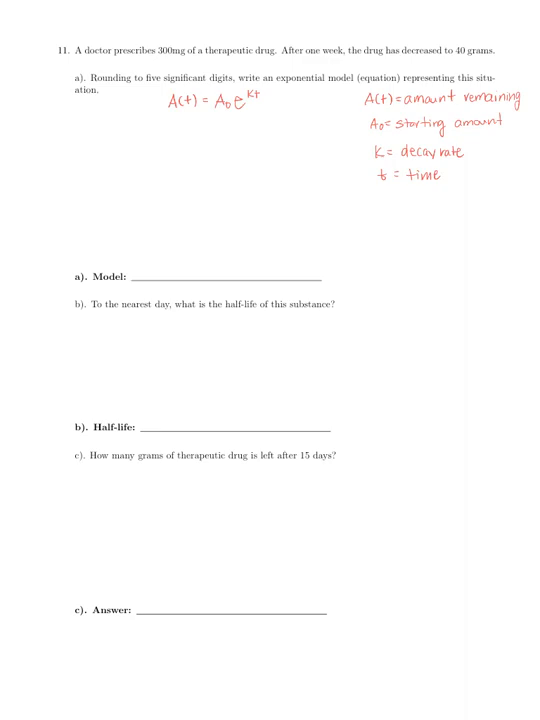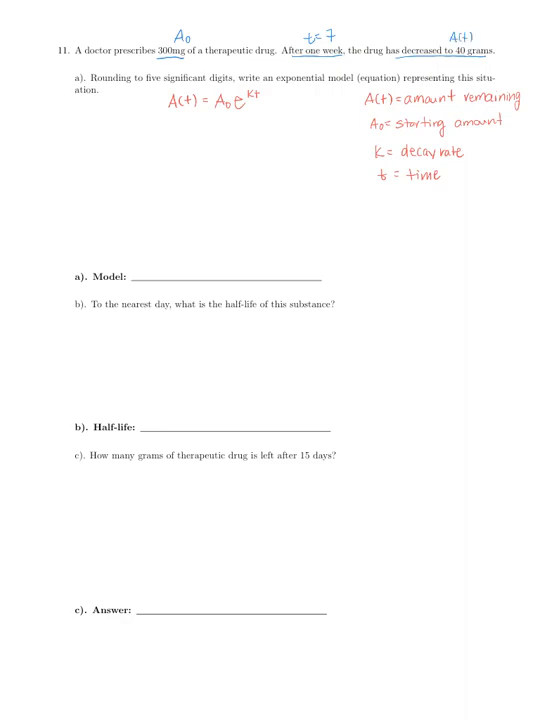Okay, so let's just read this again. A doctor prescribes 300 milligrams of a therapeutic drug. So the starting amount, which is a sub 0, is 300. After 1 week, which means t equals 7. After 7 days, the drug has decreased to 40 grams, which means the remaining drug now is 40 grams. So that will be our A of t.